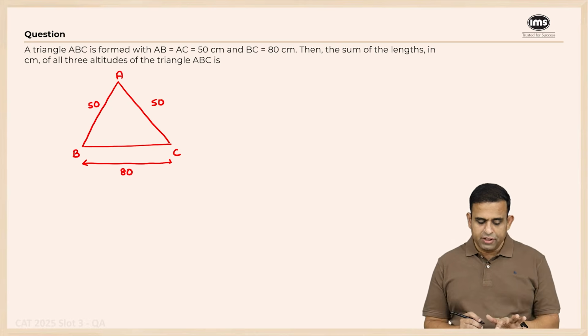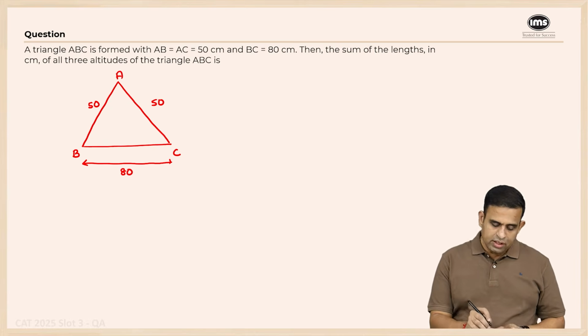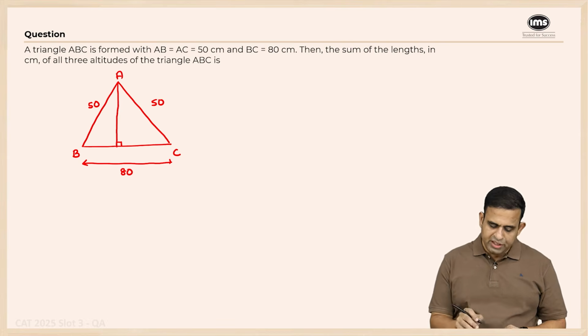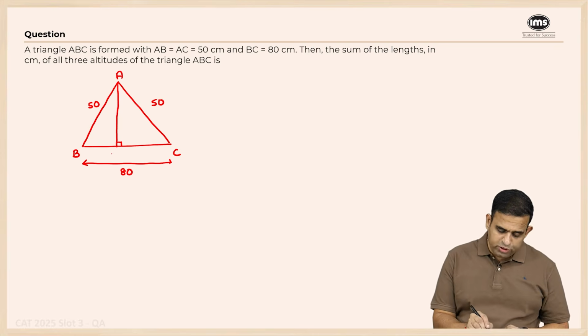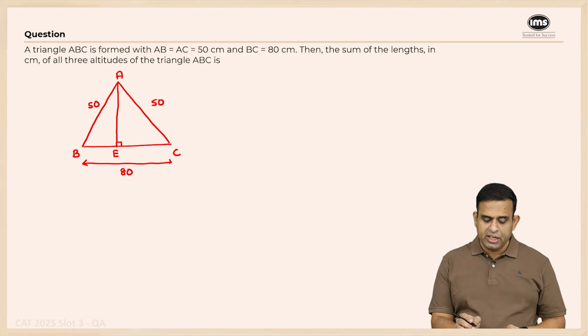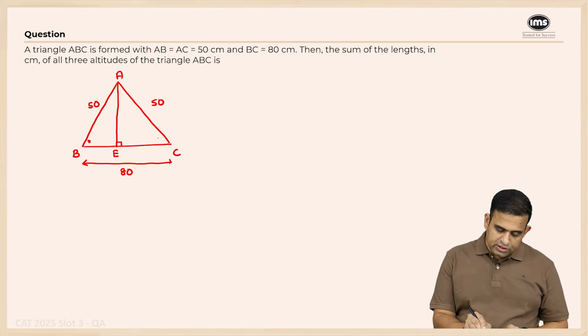And understand, since the vertex A contains the two equal sides, the perpendicular or the altitude dropped from A on BC is going to bisect this. So suppose I call this some length E at the moment. Because AB and AC are equal, these two angles are equal, and this doesn't look right, I should make a better diagram. So these two are equal, and that means E is the midpoint of BC, so EC is 40.